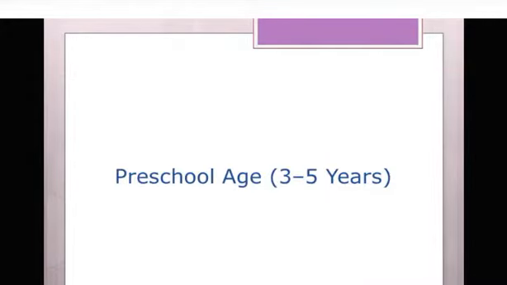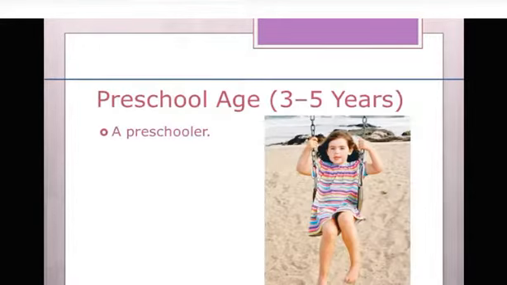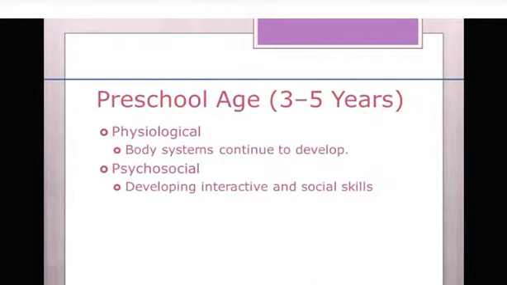Next stage is preschool age, and this is kind of when they start into preschool, obviously, so 3 to 5 years old. You can see how far we've come from that first picture of an infant. These kids are able to do a lot of things for themselves. Their body systems continue to develop, so they're starting to develop those fine motor skills. They're learning to write. They're learning to put puzzles together, take things apart, put them back together, and use those finer motor skills that they didn't have before.